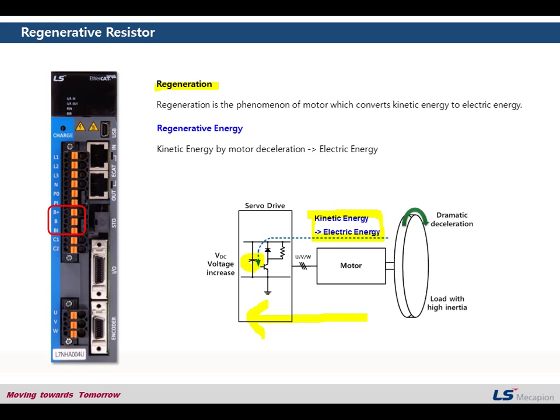And when the voltage has risen to high voltage, this subsystem needs to dissipate the extra energy by using a regenerative resistor. And if the internal built-in regenerative resistor does not have enough capacity for the operation, the higher voltage may damage the drive. So that's why we need to use an additional resistor.